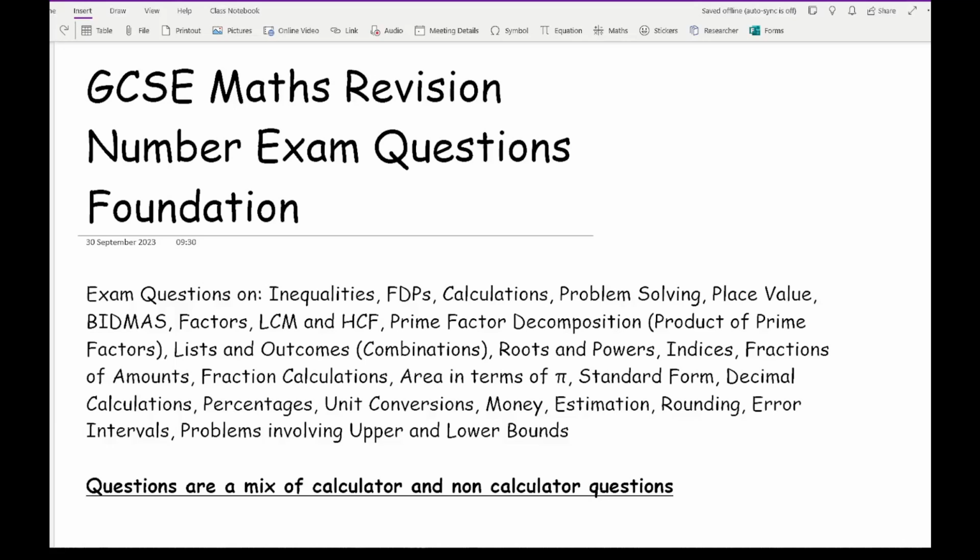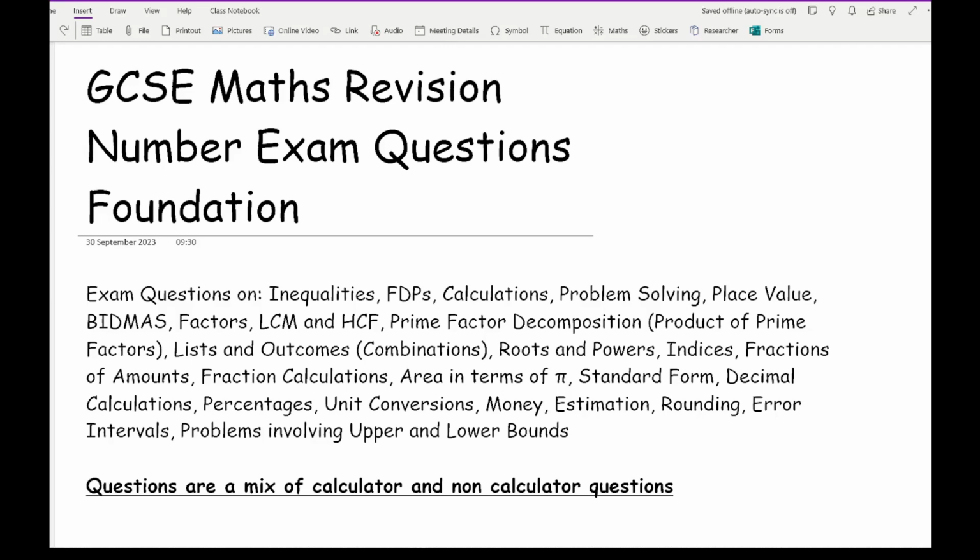Now attached is a copy of some exam questions taken from calculator and non-calculator questions, which generally cover the majority of the number topics. Remember that this is not inclusive, it doesn't test you on every single aspect of all the number problems. It's just a small collection to hopefully highlight any particular areas of weakness that you've got in this particular section.